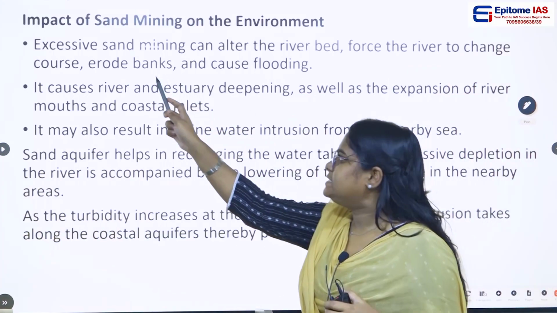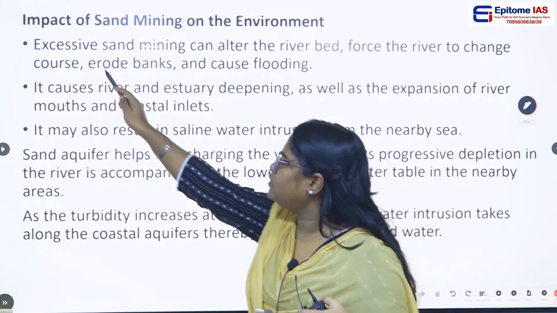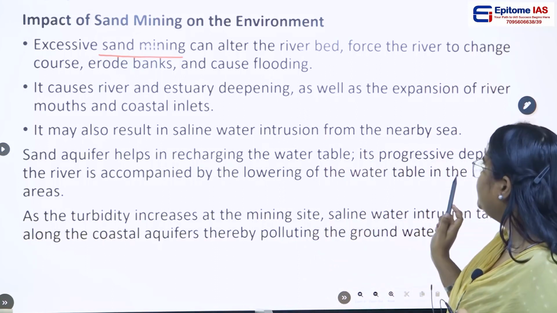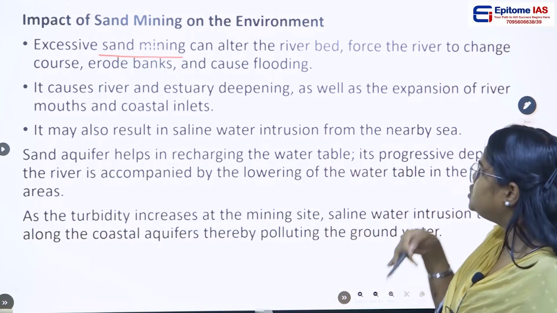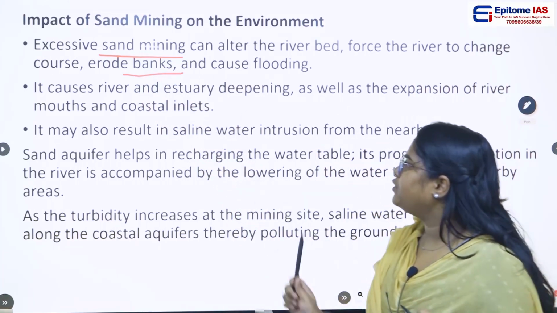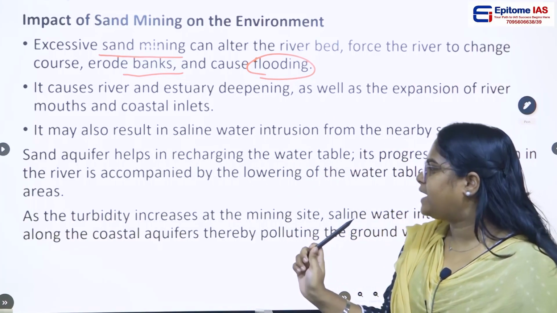So if you see here, these are the impacts of sand mining. What are the impacts? First of all, excessive sand mining can alter the river bed and force the river to change its course. It will also lead to erosion of banks and it will cause flooding. This is the first impact.